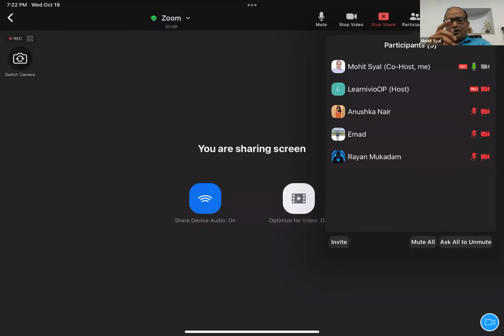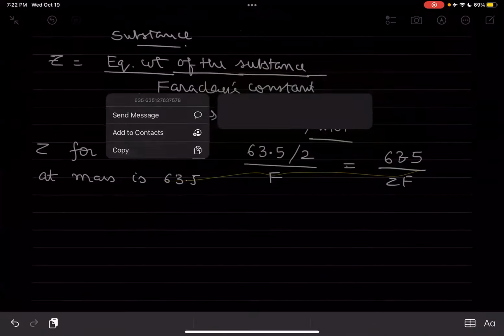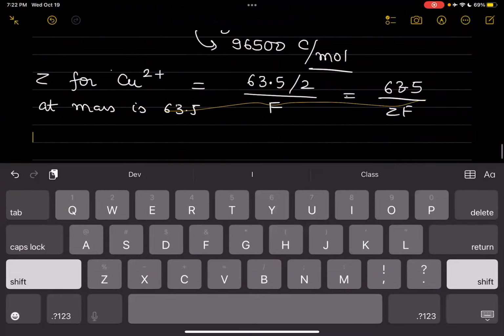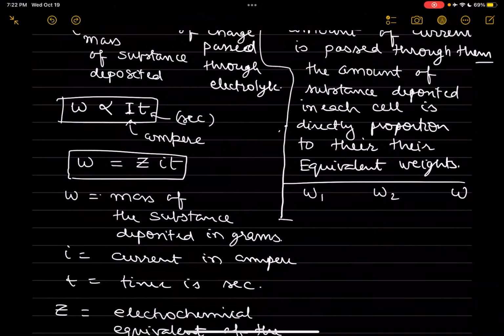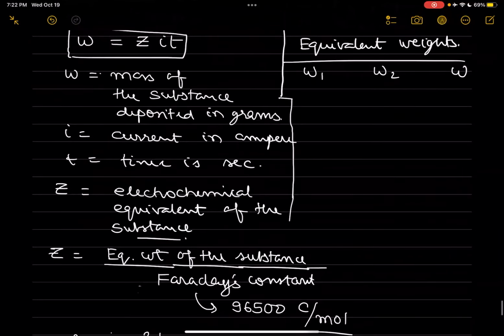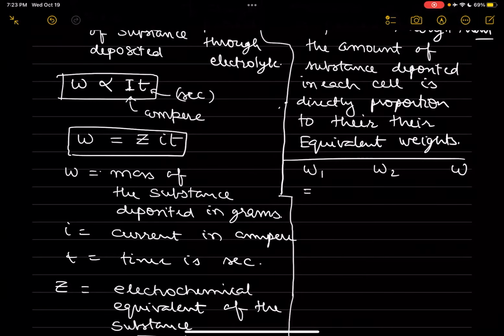Okay. So how are we going to prove it? The proof is very easy. In fact, you can do all the numerical questions by the first law only. The second law, you can just remember; the proof is very easy. Okay. Let me prove it. So W1, W2, W3 are the masses of the substance deposited. And for W1, if you apply the first law, what will be the value of W1? Tell me, Anushka. The mass of copper, how much will it be? You just tell me the formula. No need to tell the value. I am not giving the values.